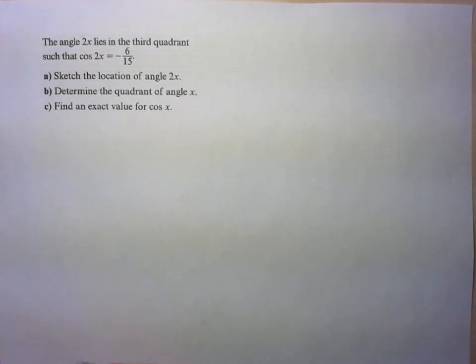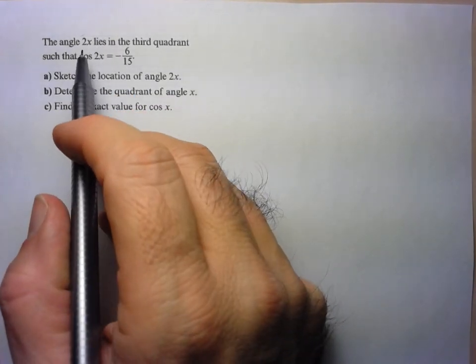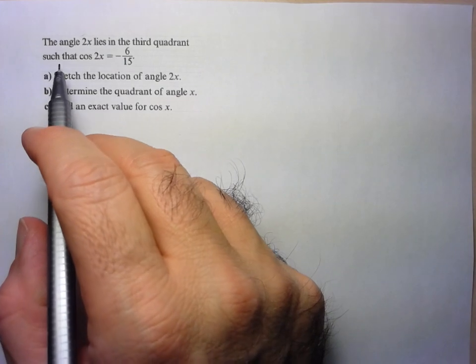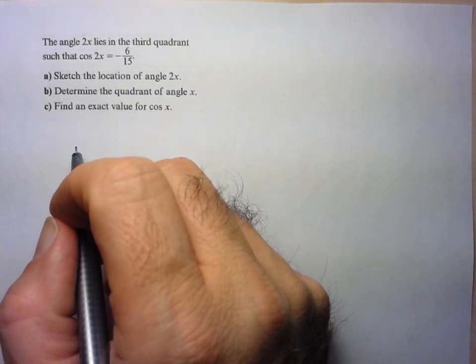Hi folks, we're going to take a look at this question here. So they give us some information about an angle 2x, and they tell us that it lies in the third quadrant, and they give us its exact cosine value. So let's take a look at what they're asking us to do.